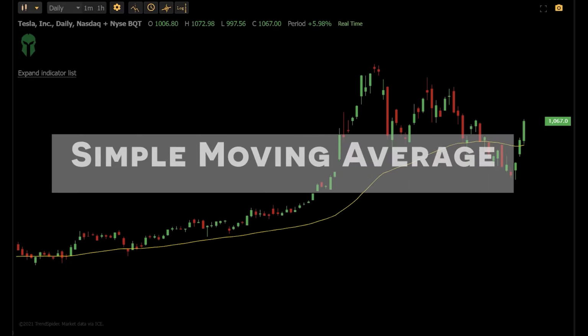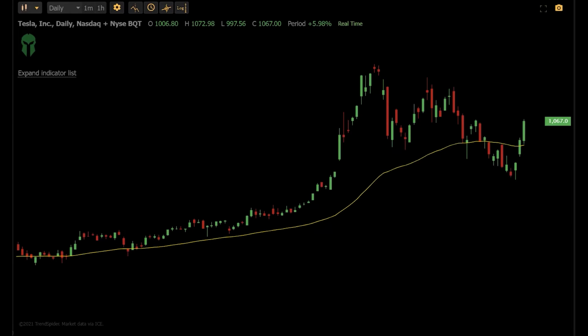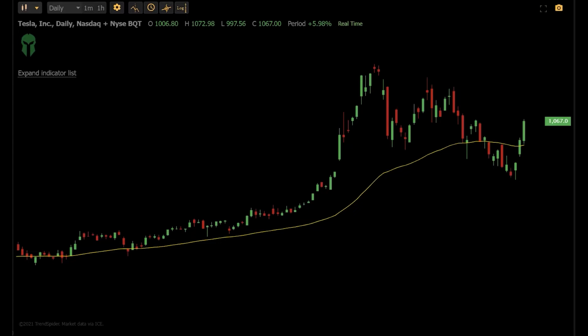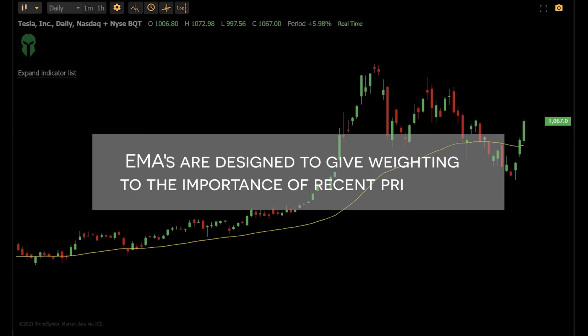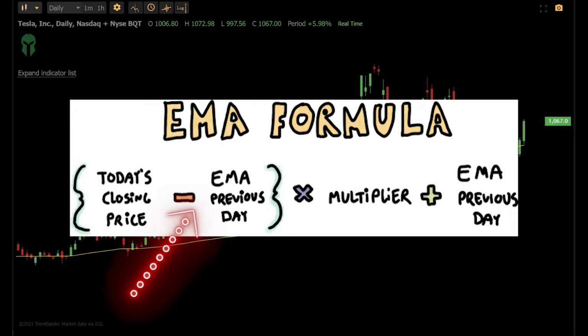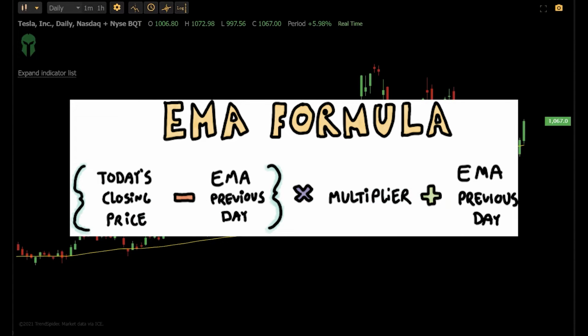An SMA is a simple moving average, and it's really the easiest one to construct. It's simply the average of the stock over a period of time. Very simple. With an EMA, there's a calculation involved. EMA moving averages are designed to give weighting to the importance of recent price data. It's important for you to understand what these differences are. Essentially, they take the SMA and put a multiplier to it, and that gives you the EMA.